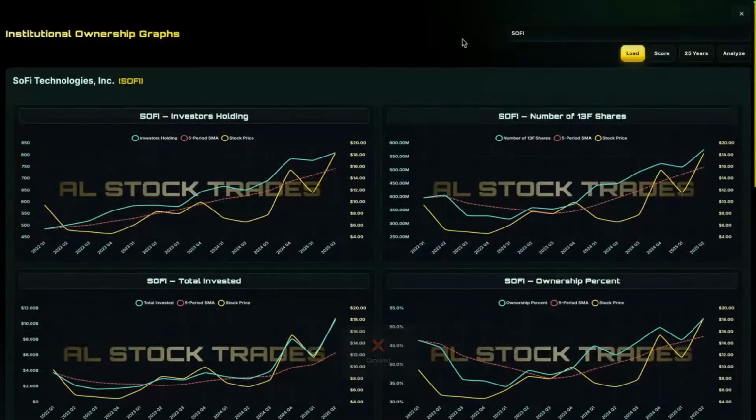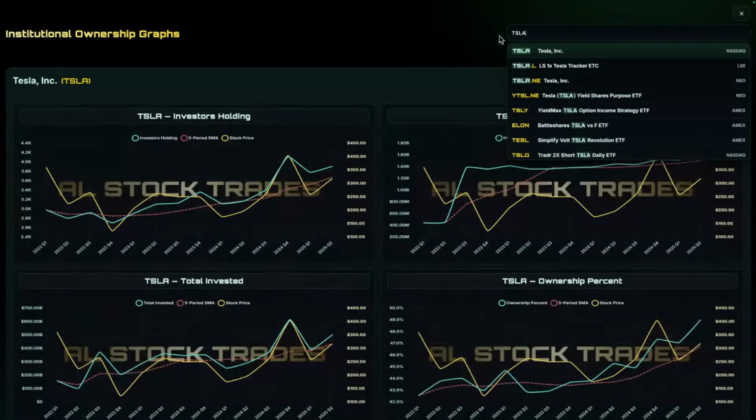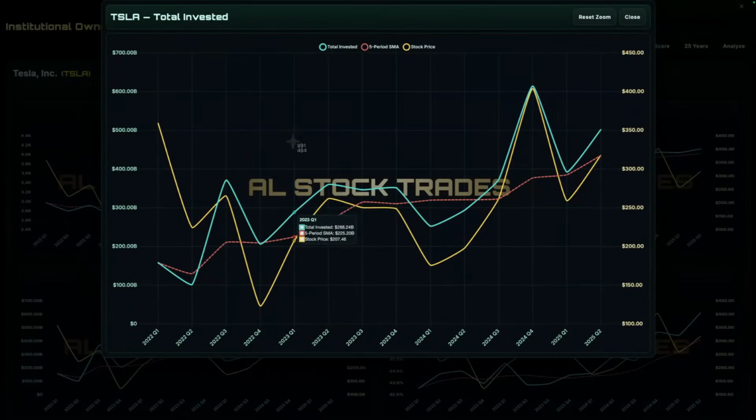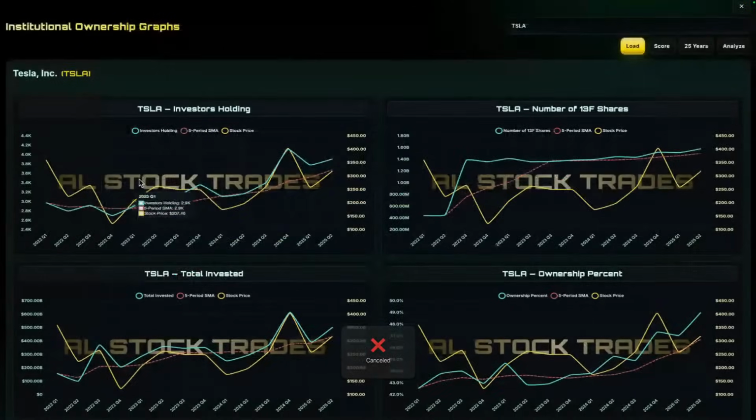So now let's see if we can find something. Let's look at Tesla. You see how total invested, you see how it rides together, right? So now let's go back to Clover.